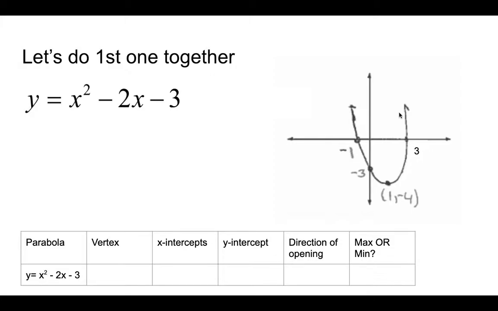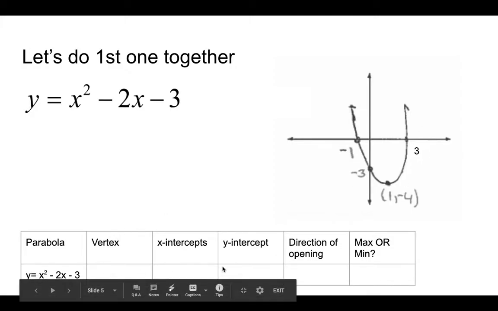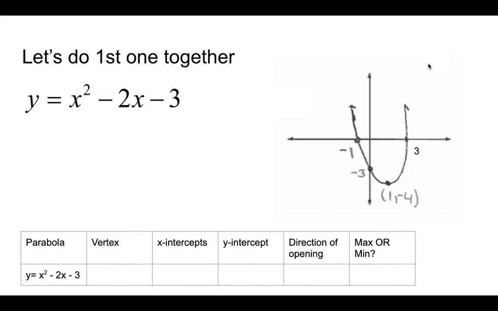Okay, now once you have this information, you can fill in the table that's at the bottom of the page. So the vertex is a point, so it's going to be (1, -4). Your x-intercepts, you should write these down as points. So here's an example of how to do that. Remember, your first value in a coordinate like that is your x, so it's going to be -1, and the y value is 0.